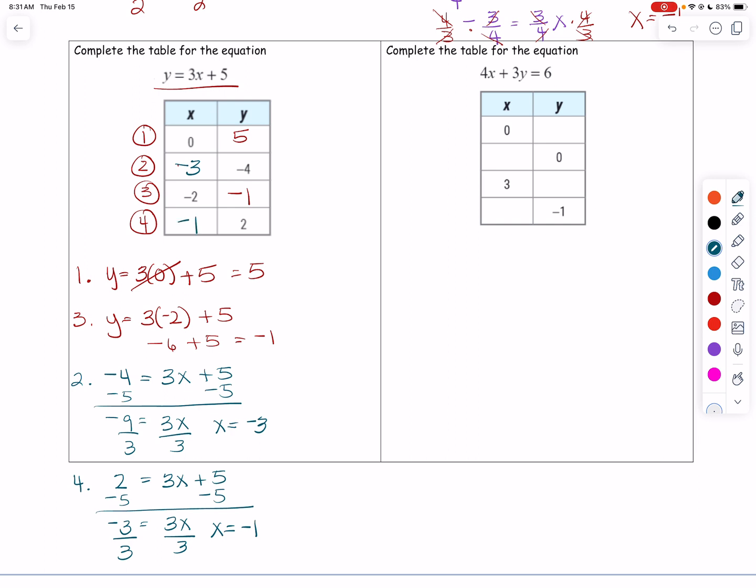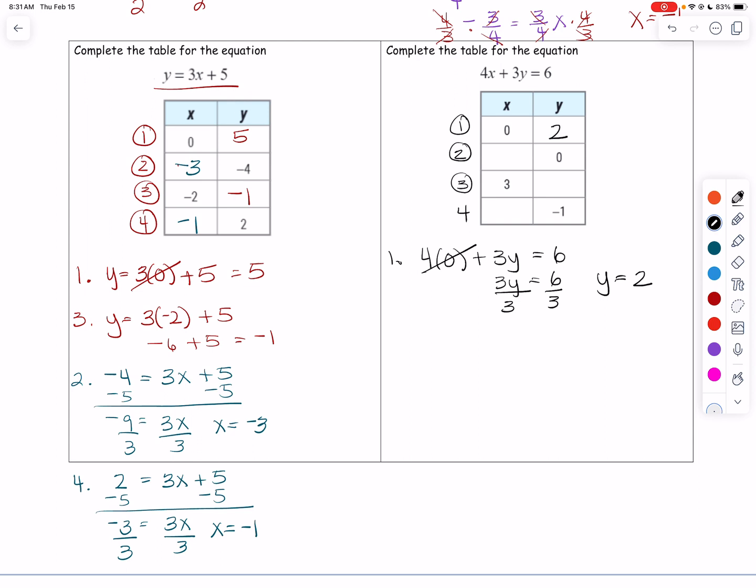Now, I'll leave this one up to you. You can substitute as it is. So I'm going to show you how to do that. I'm still going to label these as 1, 2, 3, and 4. So in equation 1, I have 4 times 0 plus 3y equals 6. So now I've got 3y equals 6. Divide by 3. Y is 2.